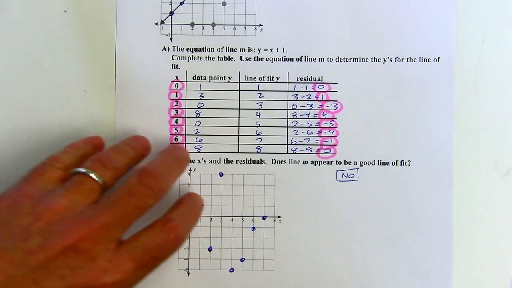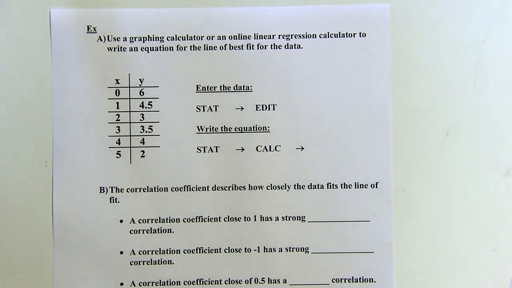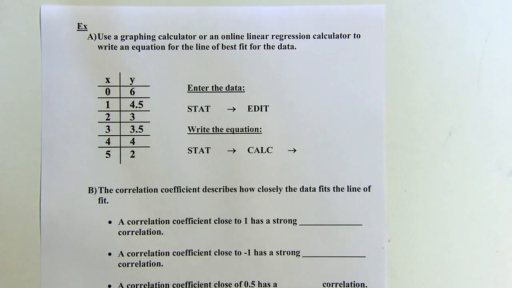All right, on the last page of the notes, I'm going to show you how you can use a graphing calculator to write an equation for a line of fit. And it's actually going to be the line of best fit. Your calculator can make the calculation to make sure that's the best possible line for the data. Okay.